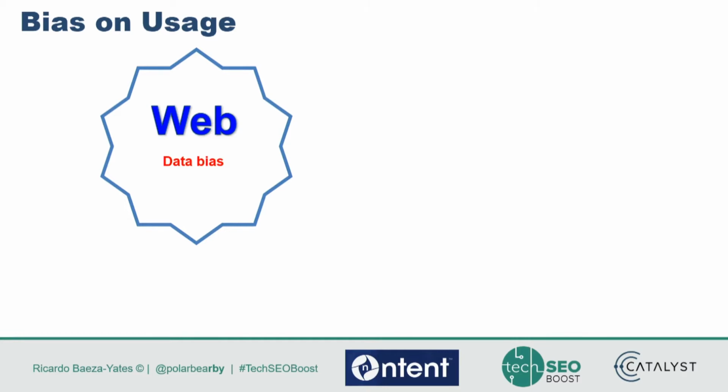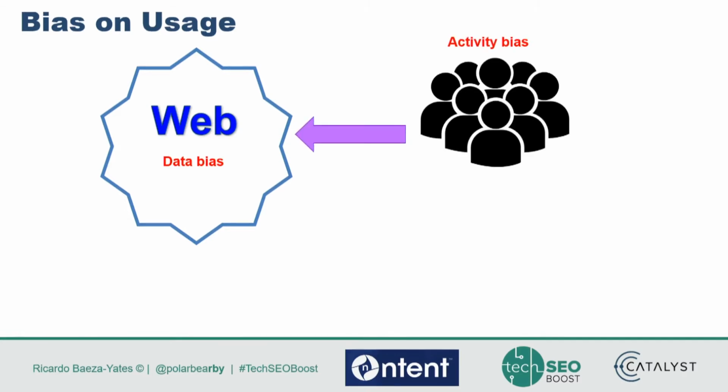Okay, that's enough for data bias. The next bias is our bias, we as a group. I call this activity bias, and it's again the principle of minimal effort.